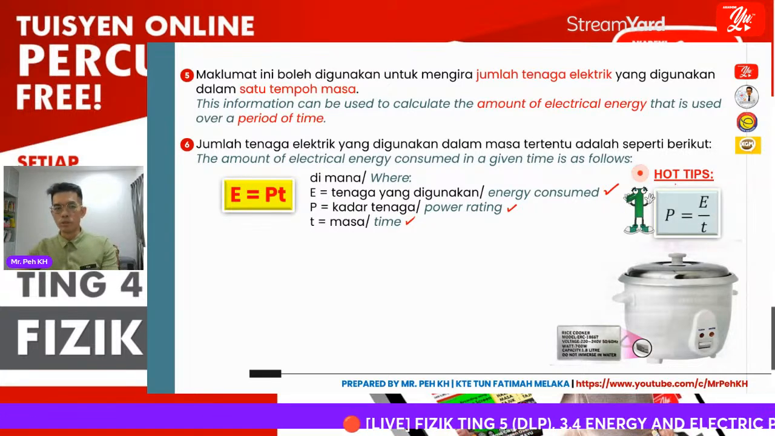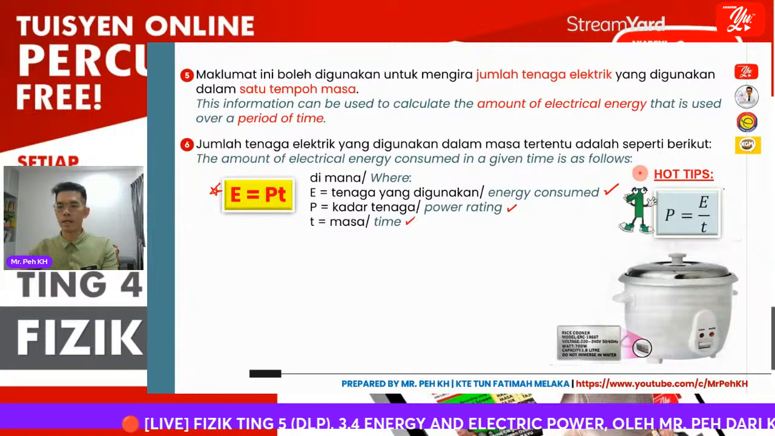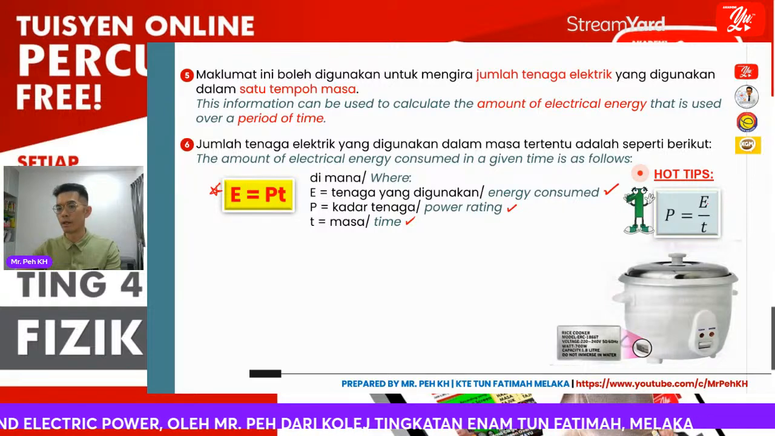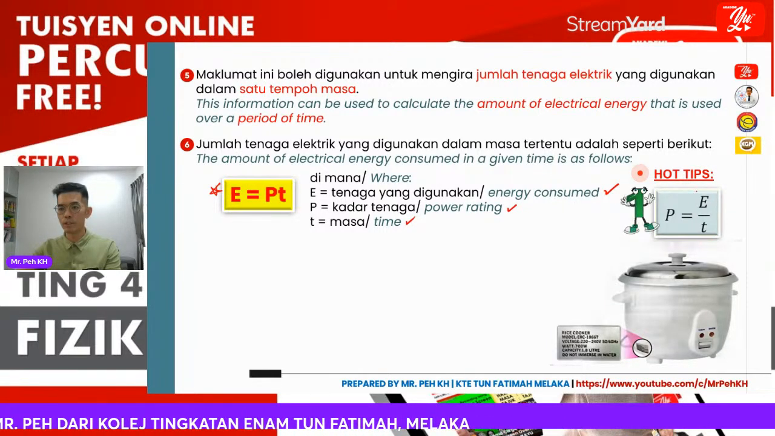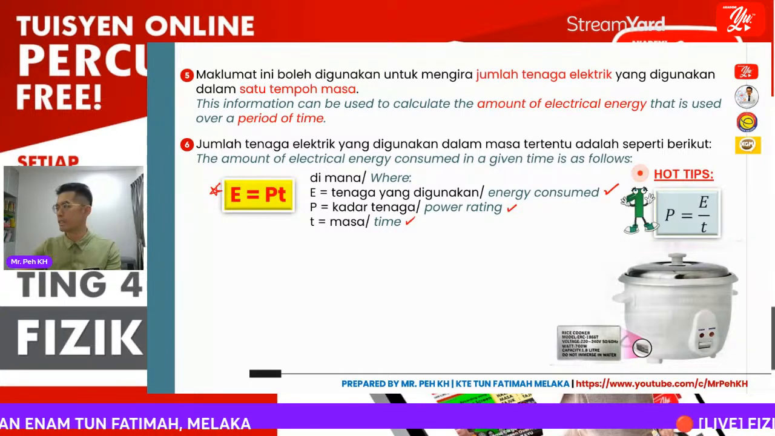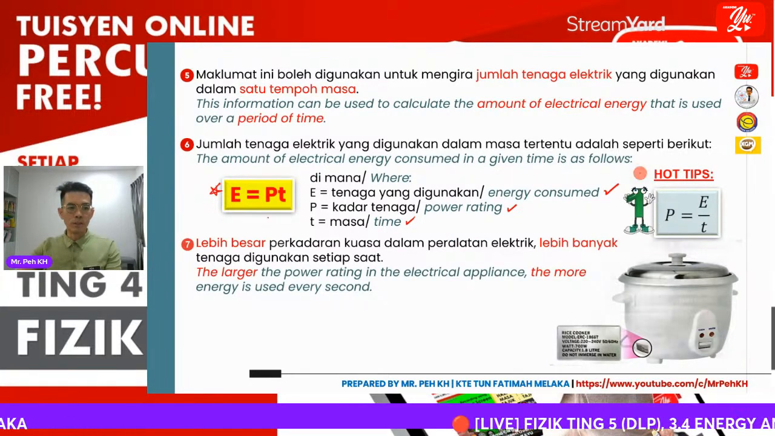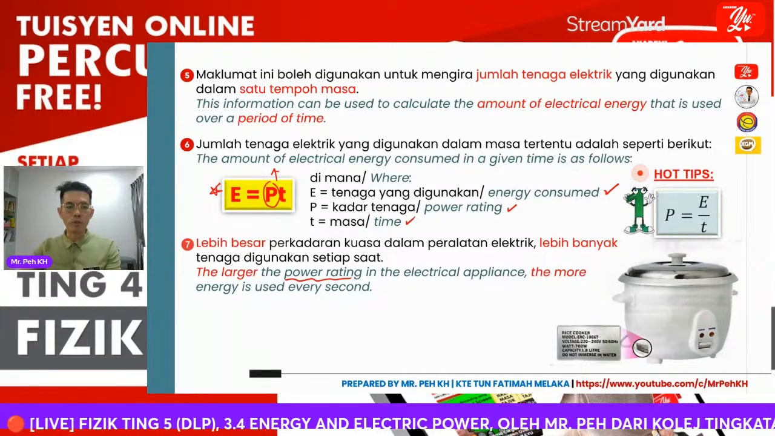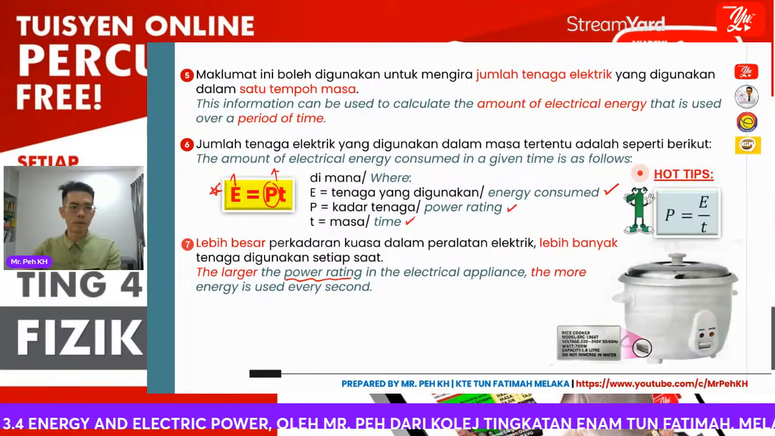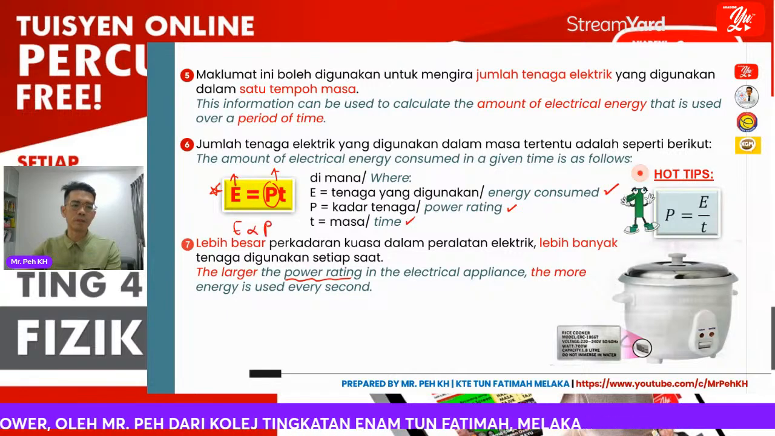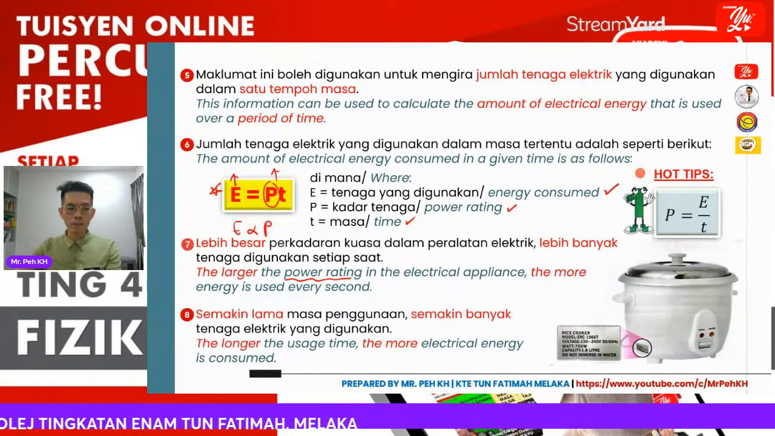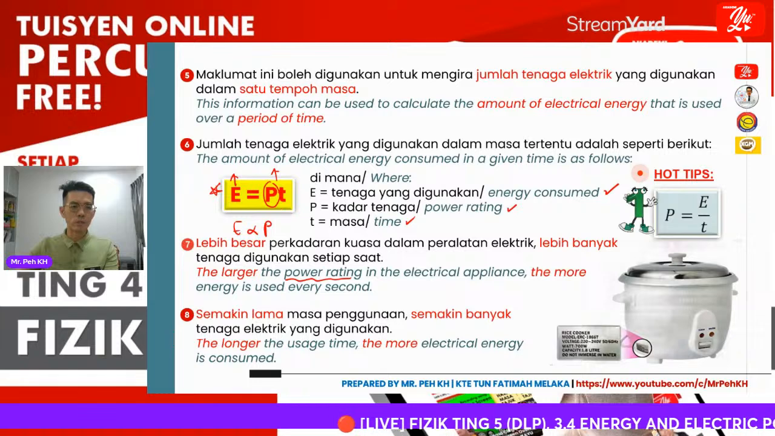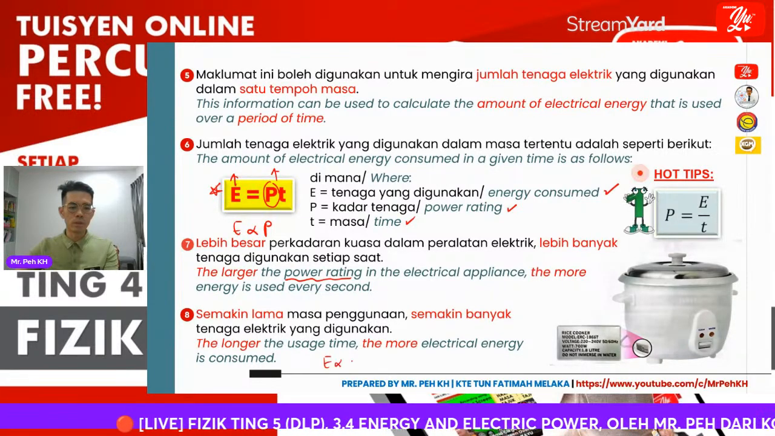Okay, so you can see that the formula is actually using the definition of power, where just now we mentioned there will be a change of energy. So you just rearrange this formula, and you can get E equal to PT. From the formula, you can see the larger the power rating, so when P increases, the more energy will be used for every second, because E and P here are directly proportional. So the longer the usage of time, the more electrical energy will be consumed. Again, you can see the relationship between E and T is also directly proportional.